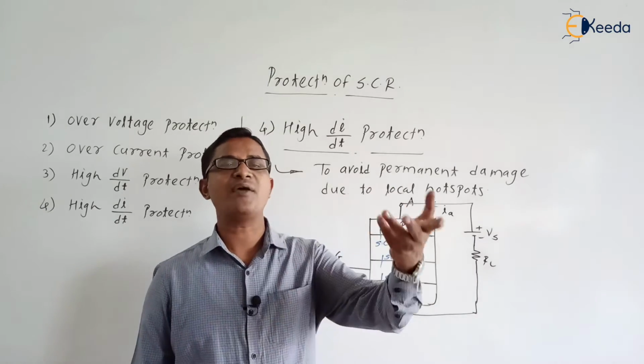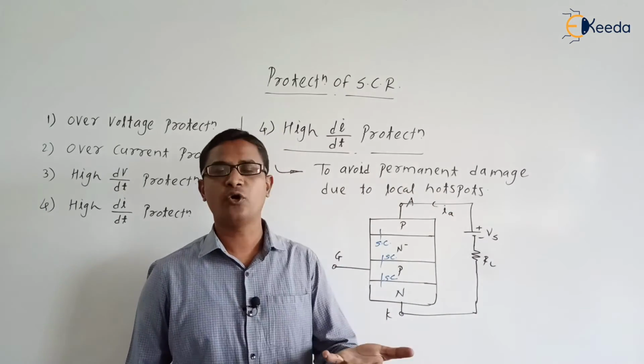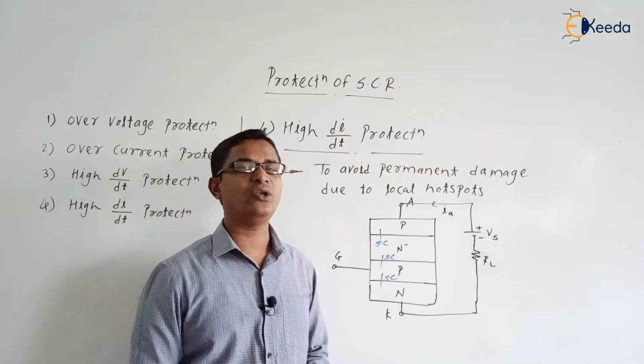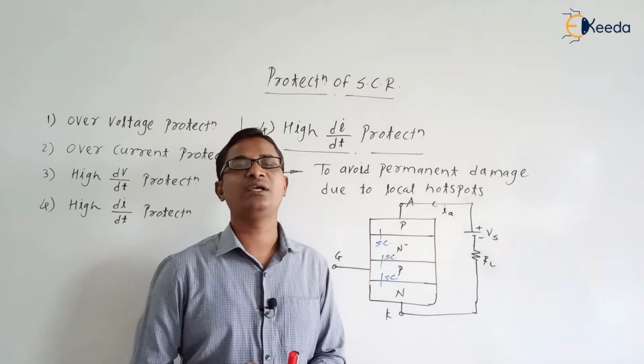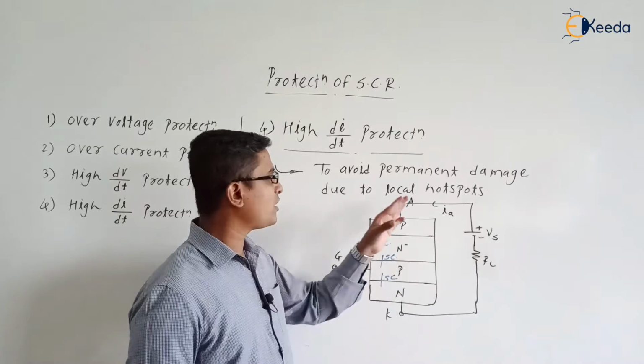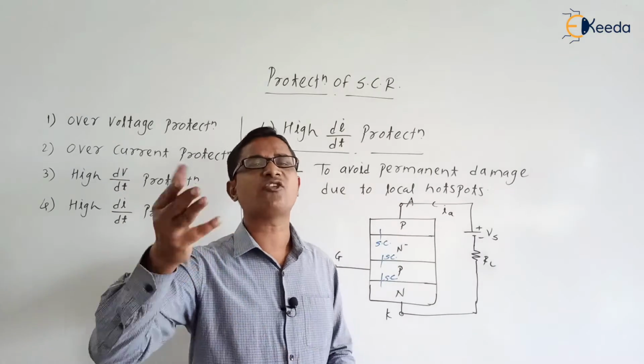Suddenly it is increasing to a high value, suddenly it is decreasing to a low value. Means within a very short time interval it is reaching a high value, and within a very short time interval it is reaching a very low value also. So due to that what will happen? What is the current? Current is nothing but the rate of flow of charges.